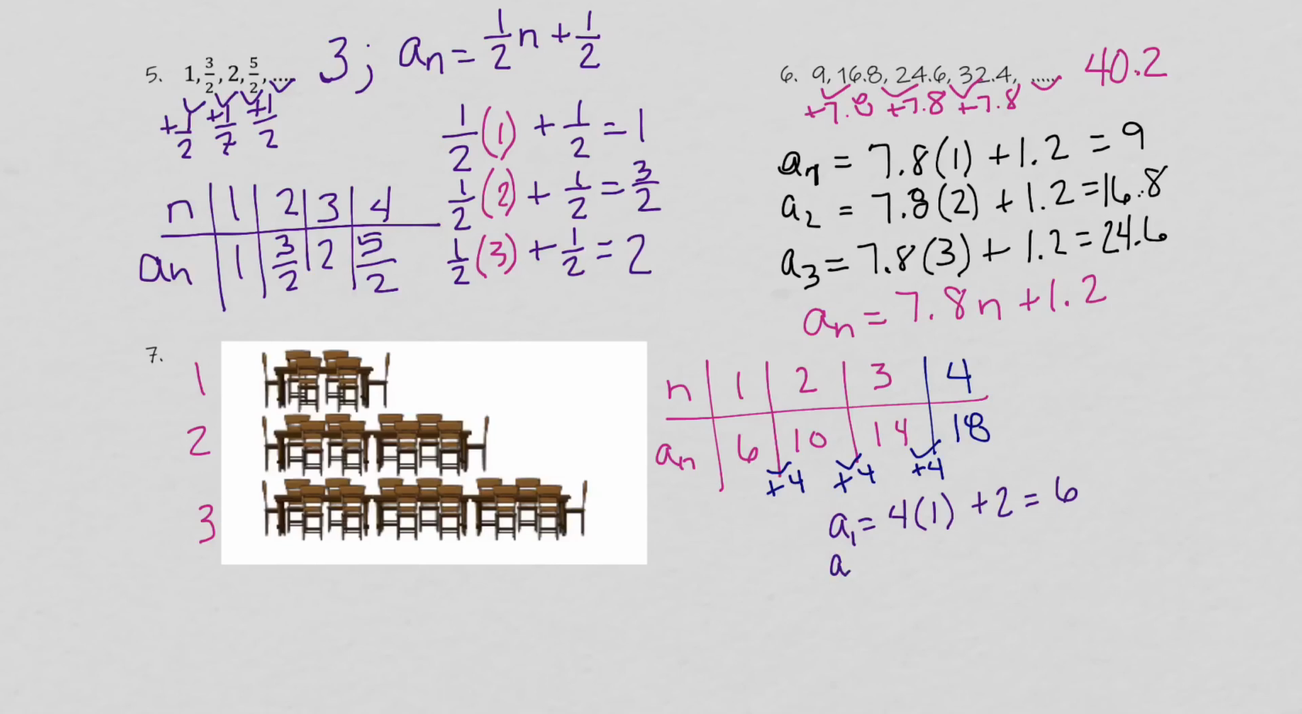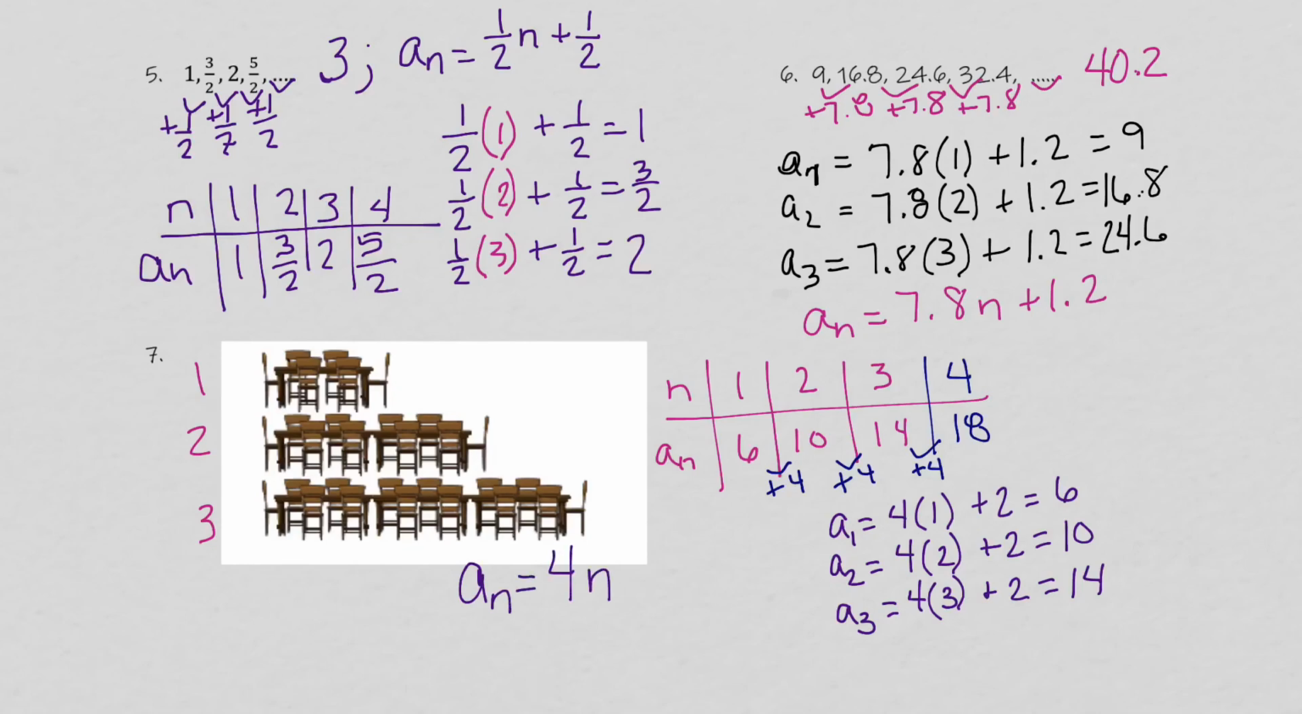And then we cross our fingers and hope it works for the next one. So I would have 4 times 2 plus 2. Does that give me 10? 4 times 2 is 8, plus 2 would be 10. It works on the third one too. 4 times 3 is 12, plus 2 gives me 14. So I found my pattern. So my sequence that I would write would be a sub n equals 4 times whatever the term number is, so 4 times n plus 2.